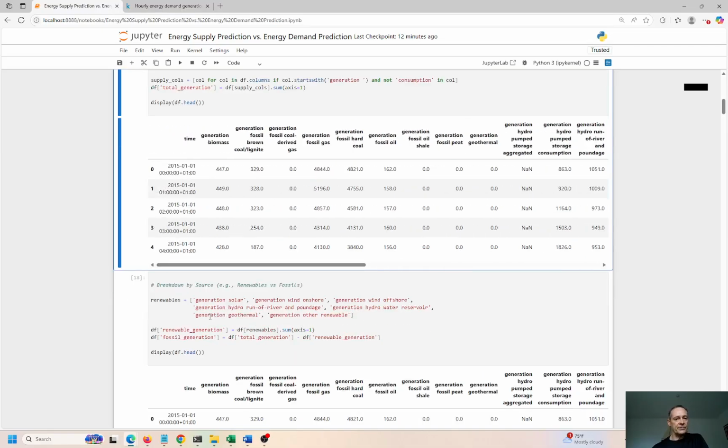So let's do a breakdown by source based on renewables versus fossil fuels, right? Two totally different types of energy. Renewable is hydro, solar, and wind. Typically geothermal, I think, could be considered in that same category. And any kind of fossil fuel is coal, gas.